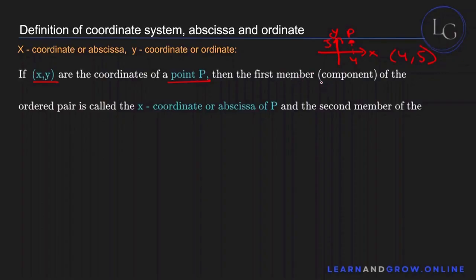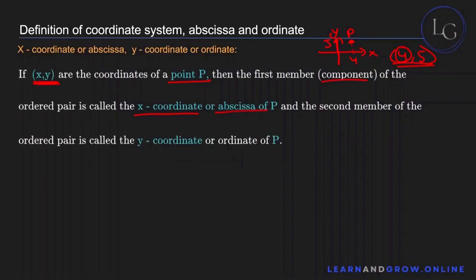and these are the coordinates of the point P, okay? The first member or component of the ordered pair, this is the ordered pair by the way, or 4 and 5, this is also the ordered pair. It is called, this member over here is the x coordinate or the abscissa of P, okay? And obviously this 5 or this y over here, this is called the y coordinate or the ordinate of P, okay?